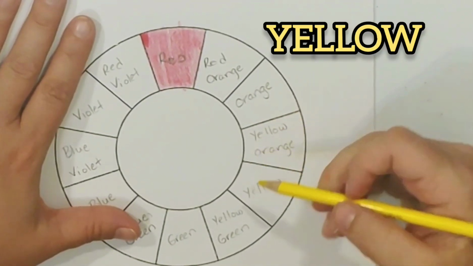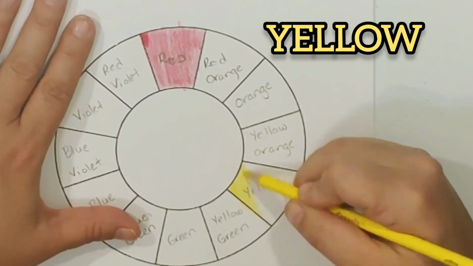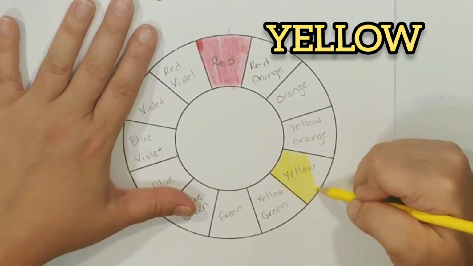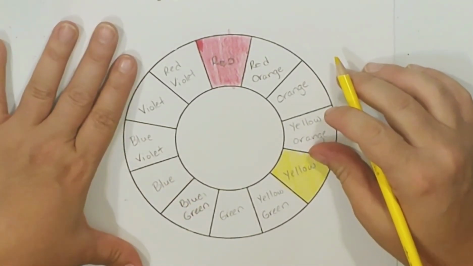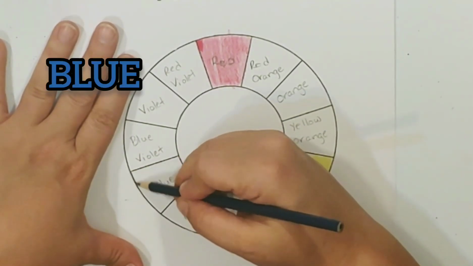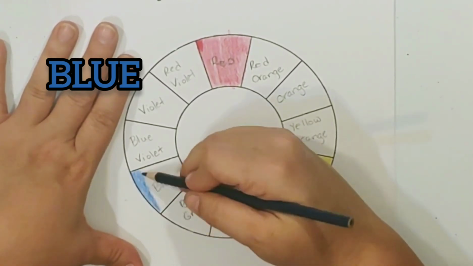We're going to move on to yellow next. Again, we want to start with our primary colors, then create our secondary colors, and then create our tertiary colors. And let's fill in our last primary color, blue.